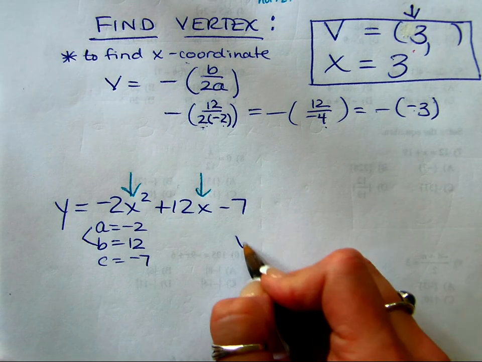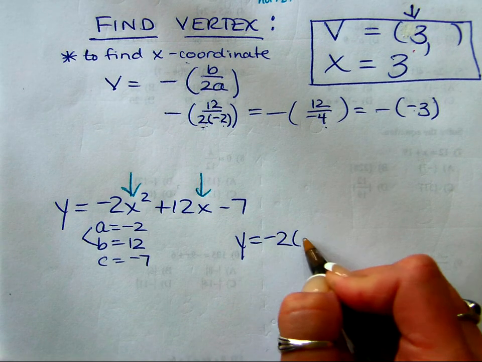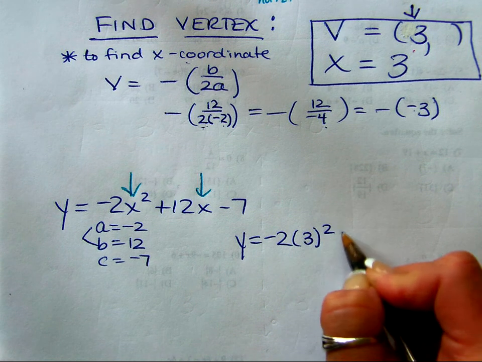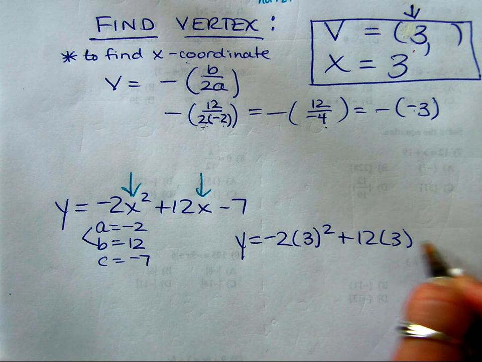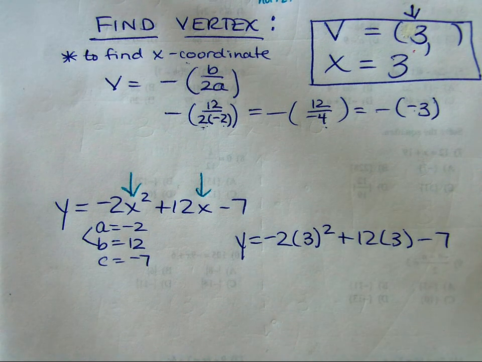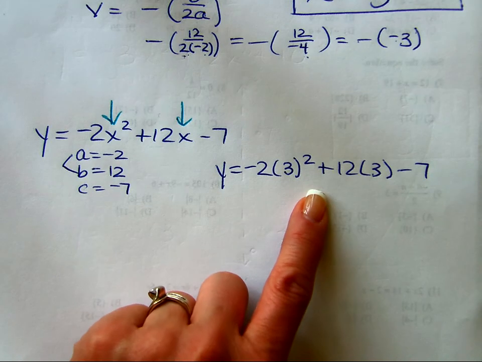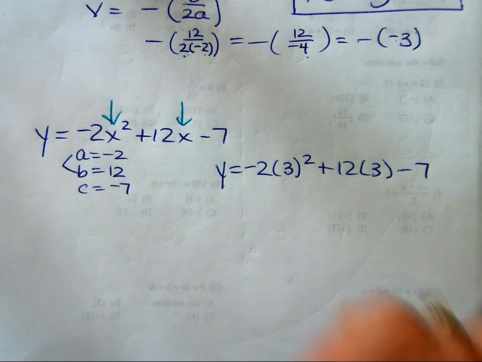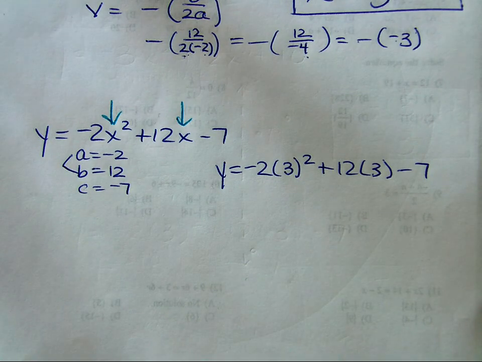So I'm going to say y is equal to -2 times 3 squared plus 12 times 3 minus 7. Don't try to go from here to an answer. At least give me one more line of work. Let me show you what I mean. And don't try to plug that into a calculator and expect it to tell you the perfect rosy answer, because there's always something with negatives going on.